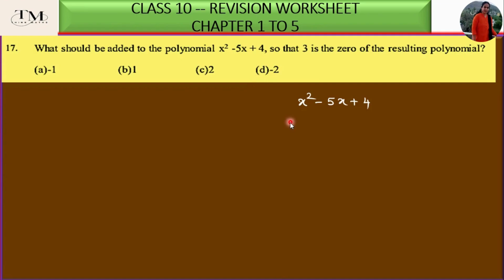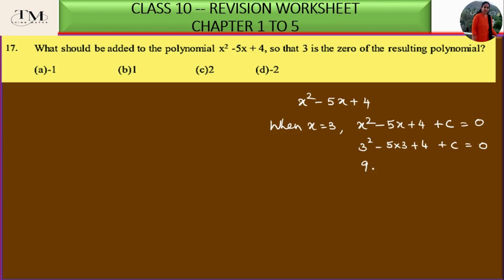So if we add something, we will get 0. So when x is equal to 3, we have to add something. What should be added? So x square minus 5x plus 4 plus c. If we add something, we will get the answer as 0. This is what is given. So let us substitute x is equal to 3 here. So 3 square minus 5 into 3 plus 4 plus c is equal to 0.